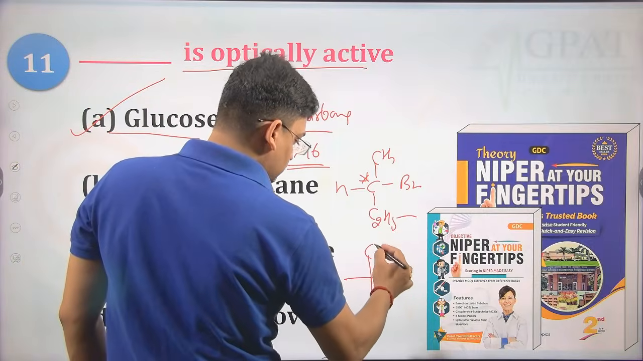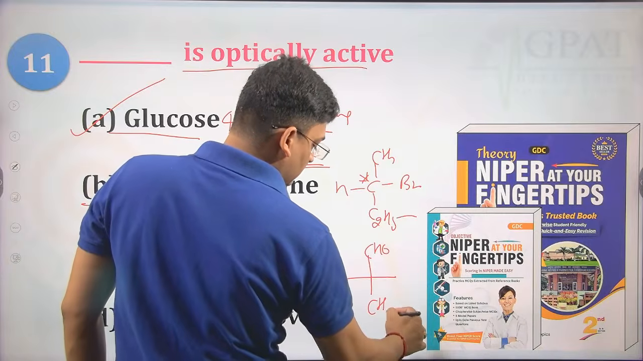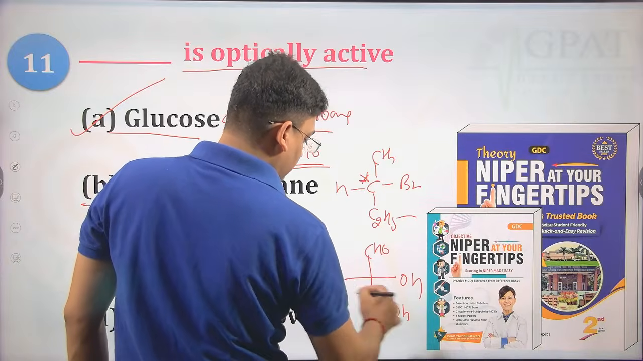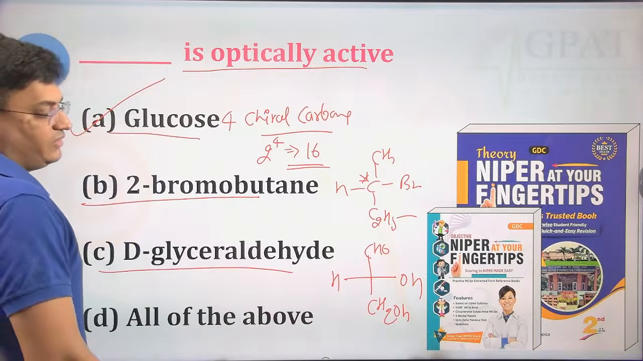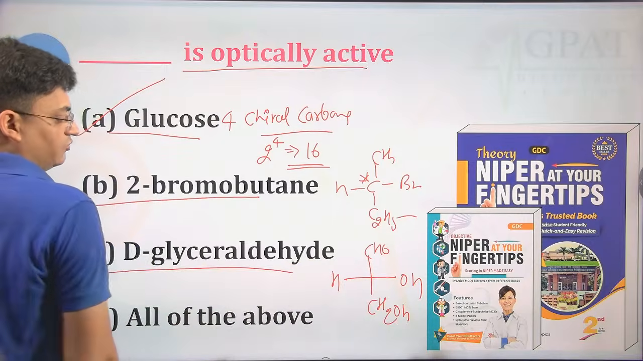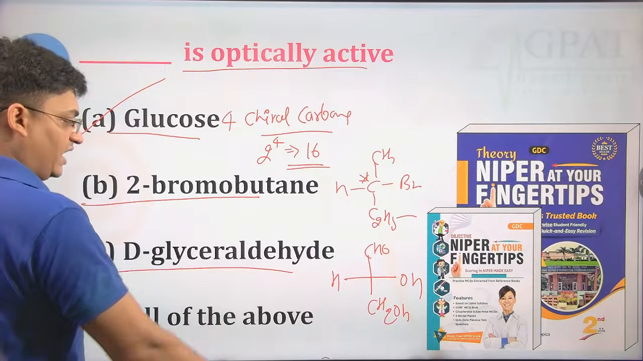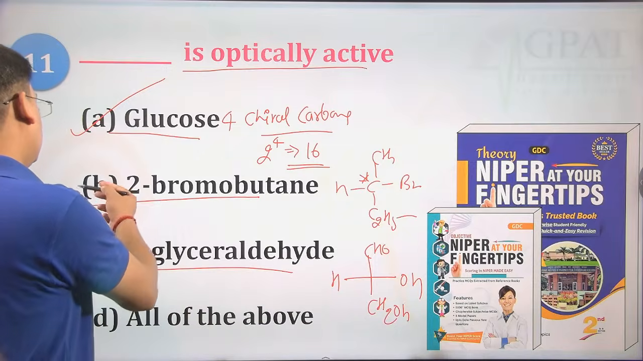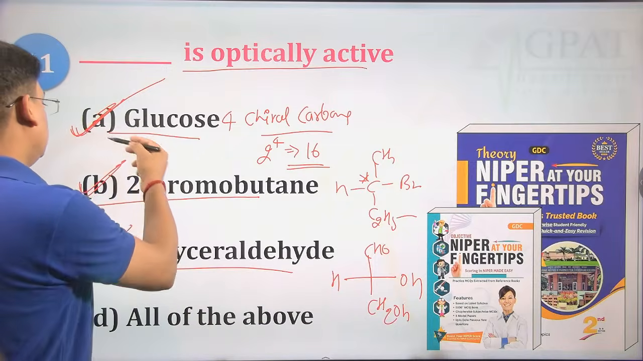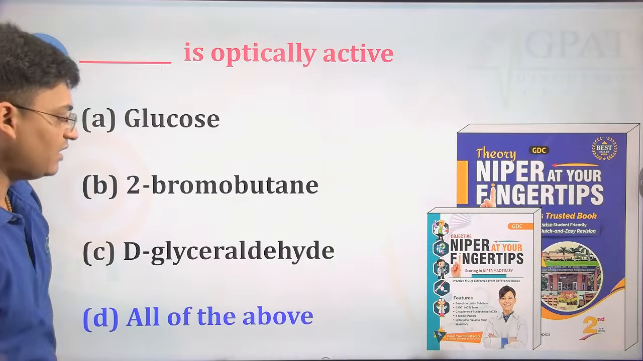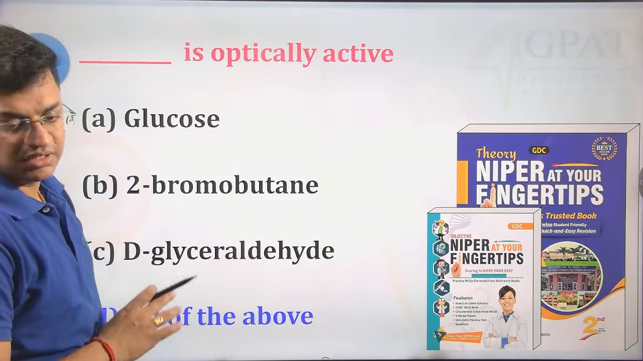D-glyceraldehyde. So this is our D-glyceraldehyde. It will be having an L-glyceraldehyde as well. So 1 chiral carbon means what? If we are having 1 chiral carbon, this also has optical activity. So all of them are having optical activity. So go with option D.